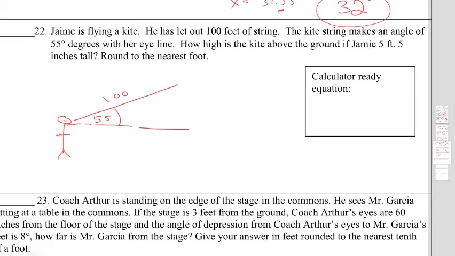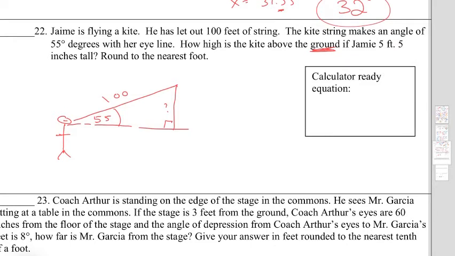I want to know how high the kite is above the ground, not above Jamie, the ground, if Jamie is 5 feet 5 inches tall. So the first thing we have to figure out is, what is this distance here?